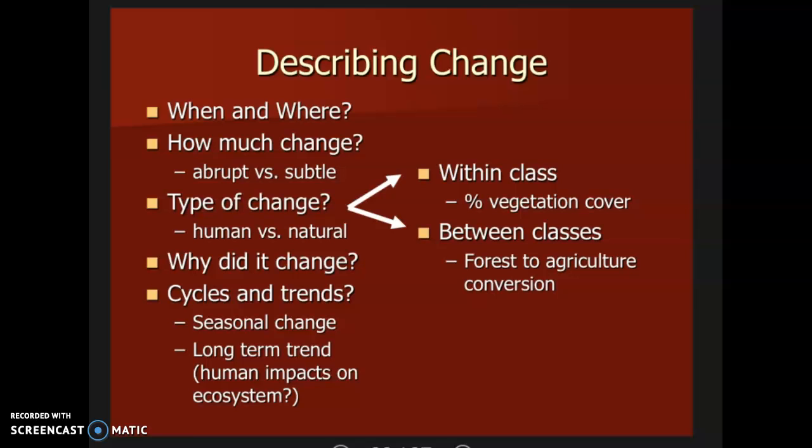You can simply say there are no cycles or trends, it was one major change, right? So you can answer some of these questions simply. In other questions, you'll need to dive in deeper.